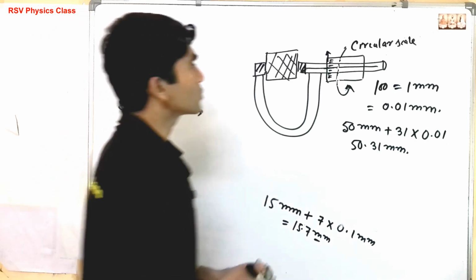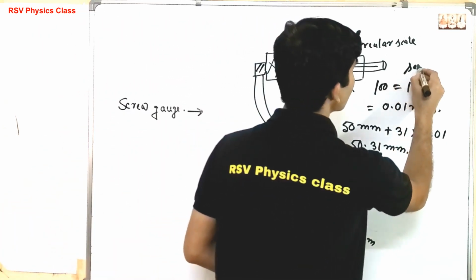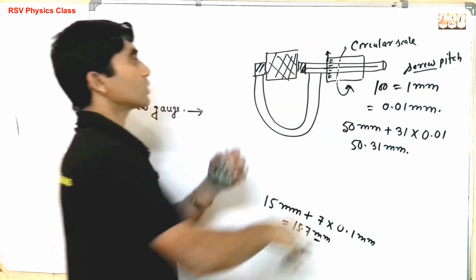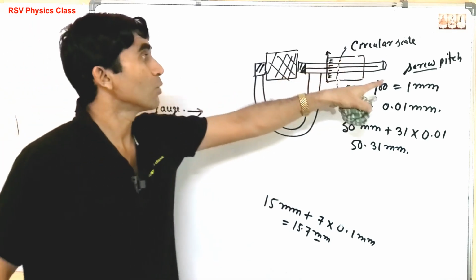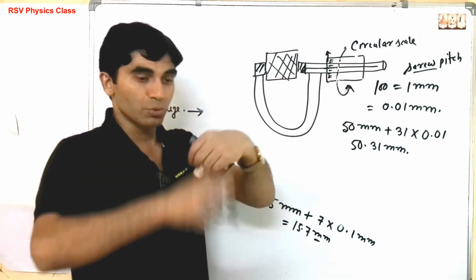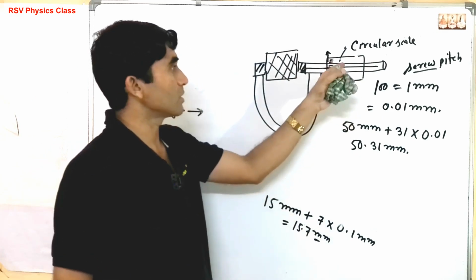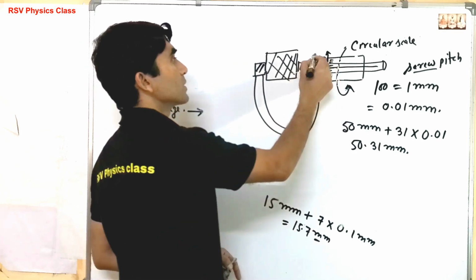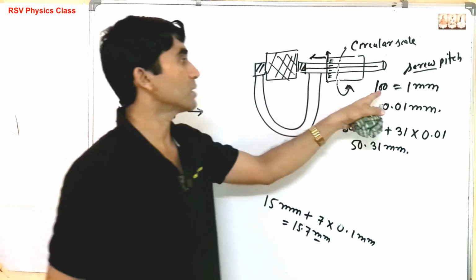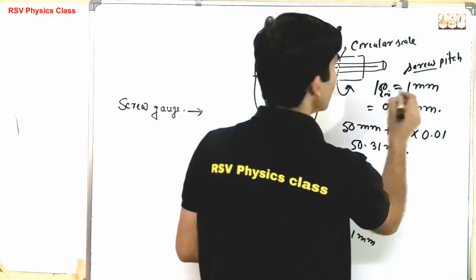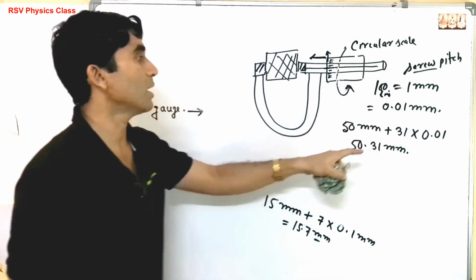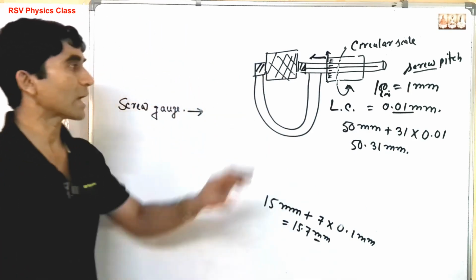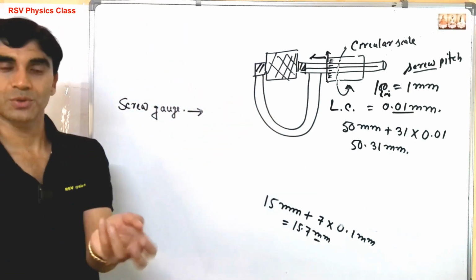So what is the screw pitch? Screw pitch means that when you rotate the circular scale through 100 divisions, one full rotation, then 1 mm will shift toward the left. So 100 divisions equal 1 mm. So your least count is 0.01 mm. Okay. I will also be showing the actual device in my videos.